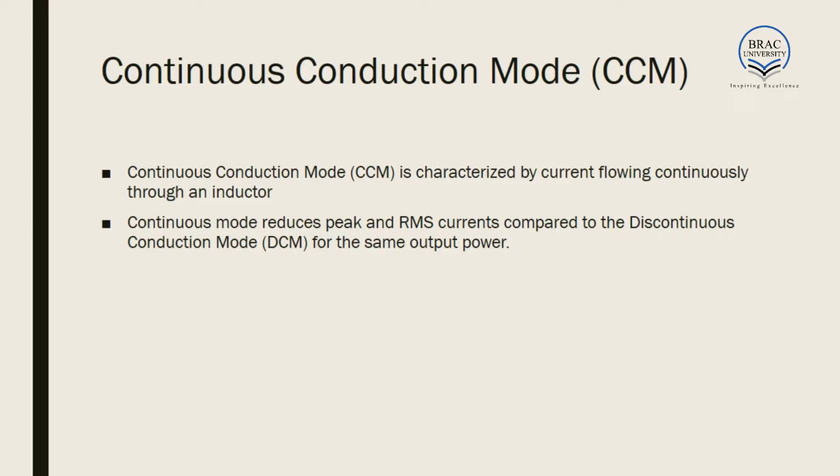We have to remember that we have to operate the inductor in continuous conduction mode. That is, some amount of current must flow through the inductor at all times. The current through the inductor must never be zero. Continuous conduction mode reduces the peak and RMS current compared to the discontinuous conduction mode for the same output power. Since the peak currents are less, there is less spike, all the components are saved, and the efficiency also increases.